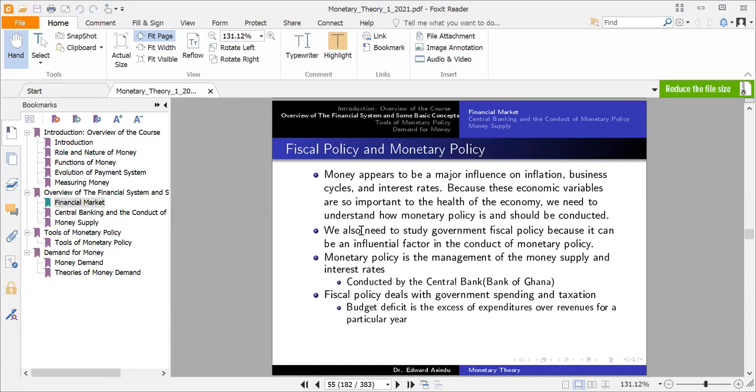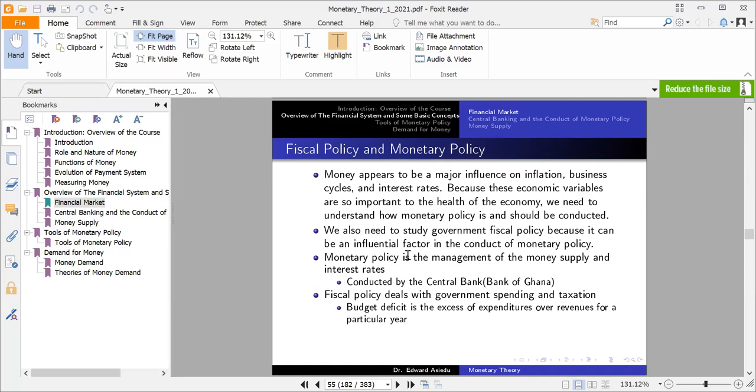Because these economic variables are so important to the health of the economy, we need to understand how monetary policy is and should be conducted. How should it be conducted? We also need to study government fiscal policy because it can be an influential factor in the conduct of monetary policy. The central bank will do its part, but then the government in power also has to do its part in terms of the fiscal policies. How tax revenues are raised, how tax rates are changed, how spending is done. Okay, so that will be the spending, and the government side will come under fiscal policy. Whilst what we are focusing on is the monetary policy component.